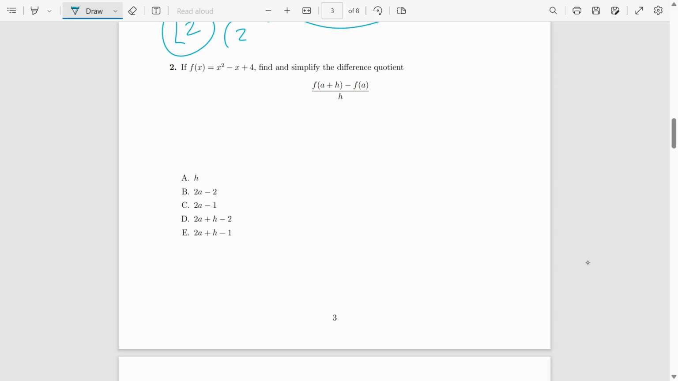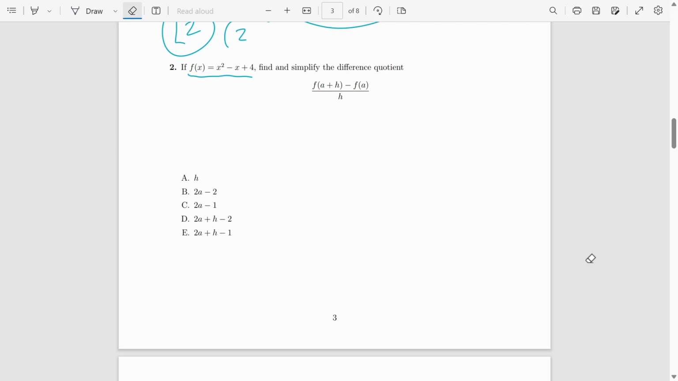All right, question 2. You have a function here, and it's asking for the difference quotient, which is literally just, for this f of a plus h and for this f of a, you just plug that in and simplify everything. Whoops, I dropped my pen. There we go. And then you'll get it in the form of one of those.